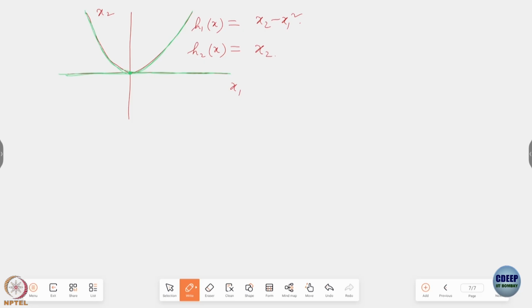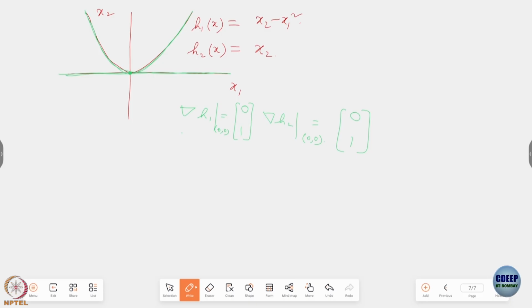What is grad h1 and grad h2 evaluated at the origin? Can you tell me quickly? This is partial with respect to x1, which is minus 2x1, evaluated at origin is 0. This is 1. What about this? 0 of course, because it's not even dependent on this. This one is 1. Are they linearly independent? No. So origin is not a regular point here.